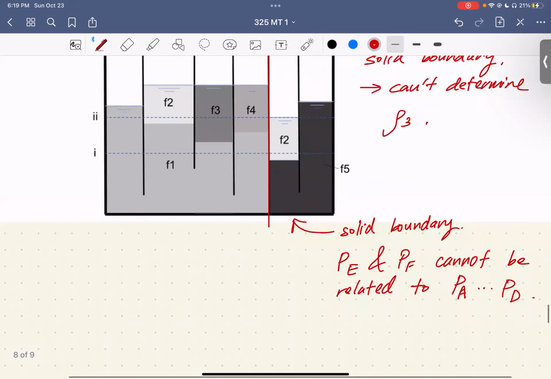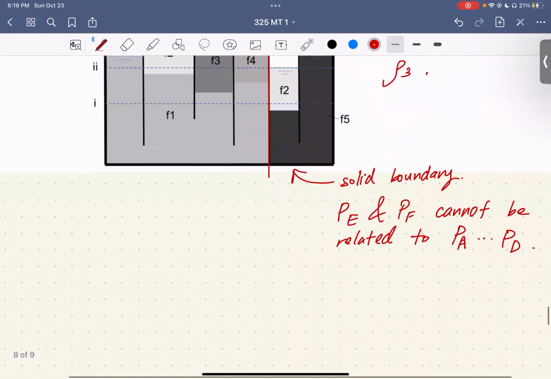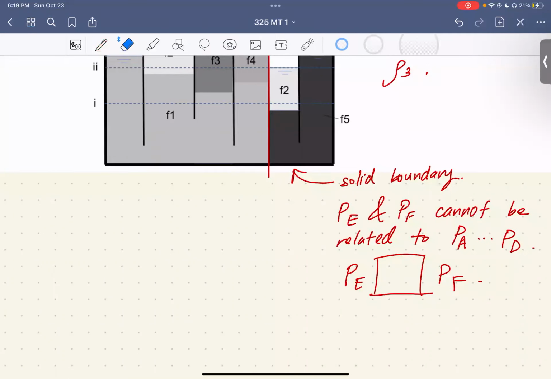We can, however, compare PE and PF to each other by some relation, right? So please keep that in mind. You still can relate those two. So we still need to determine that.